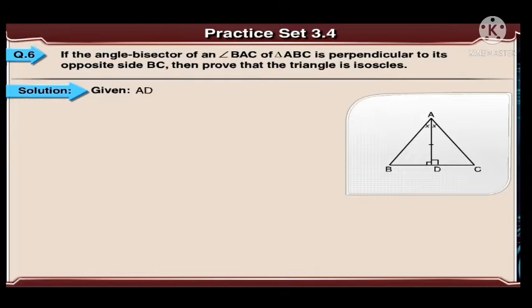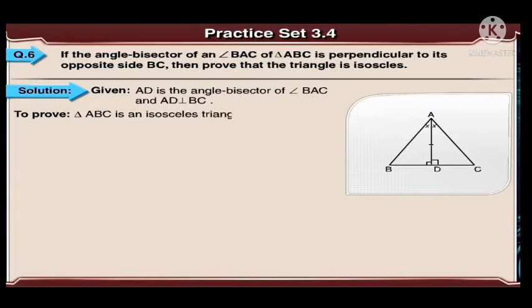Given: ray AD is the angle bisector of angle BAC and AD is perpendicular to BC. To prove that triangle ABC is an isosceles triangle, that is, segment AB is congruent to segment AC.